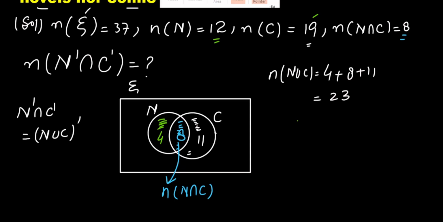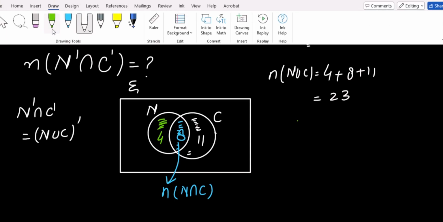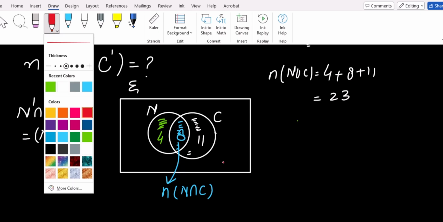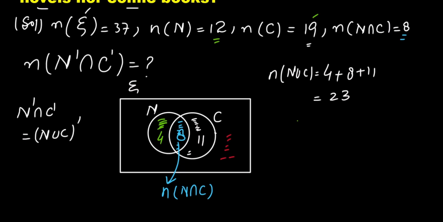You know, in the Venn diagram, where does the complement of the union lie? The complement of the union lies here in this red area, outside of both of these circles. So this area actually represents N complement intersection C complement. So to find the number of N complement intersection C complement, which is equal to the complement of N union C.